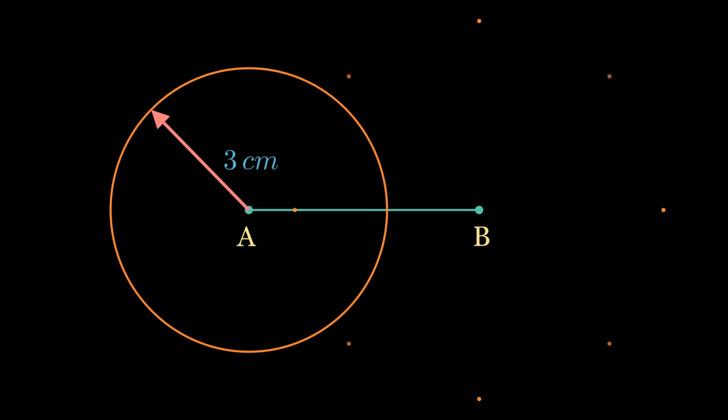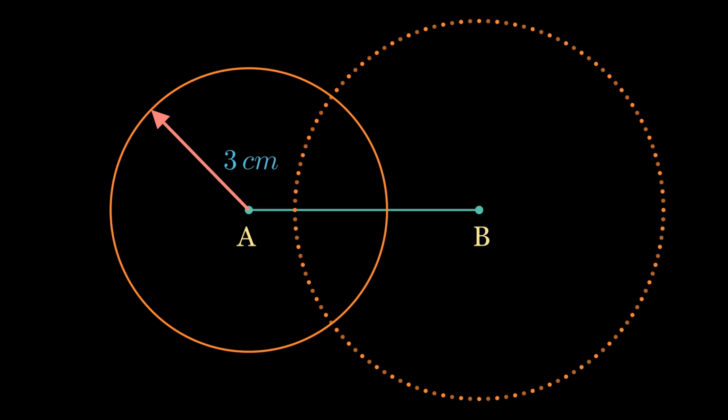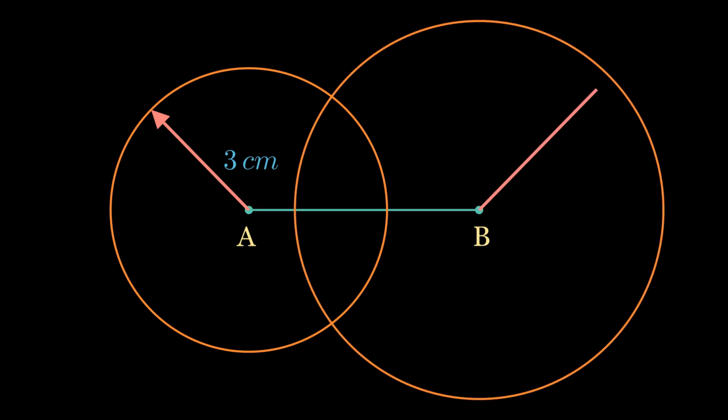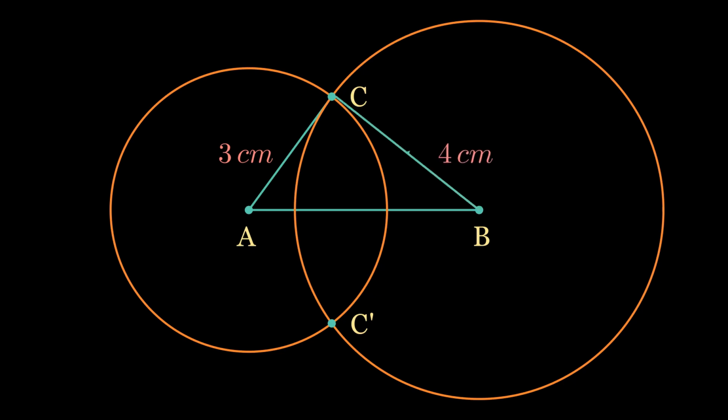Similarly, the third vertex lies 4 centimeters away from point B. We mark all the points that are situated 4 centimeters from point B. The points of intersection of these two circles, C and C', satisfy the distance criteria. That is, they lie 3 centimeters from point A and 4 centimeters from point B.